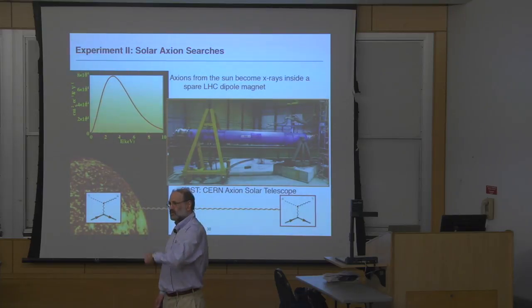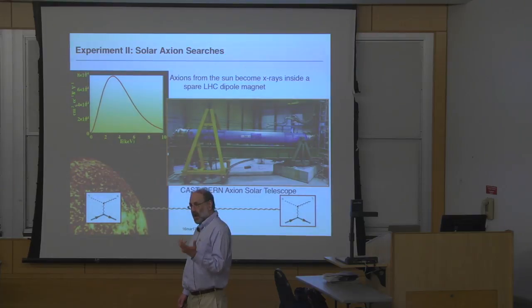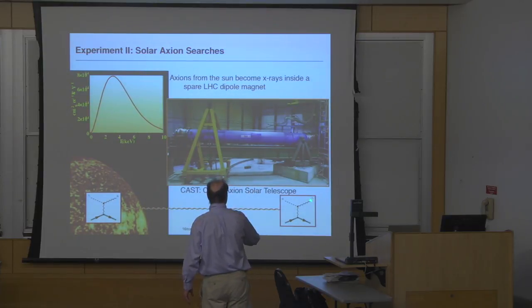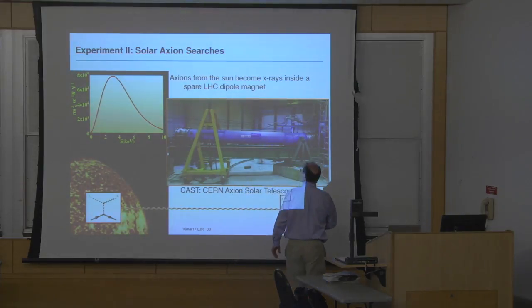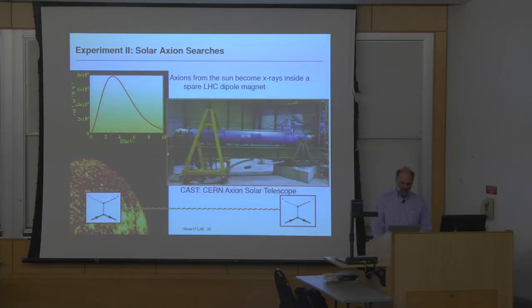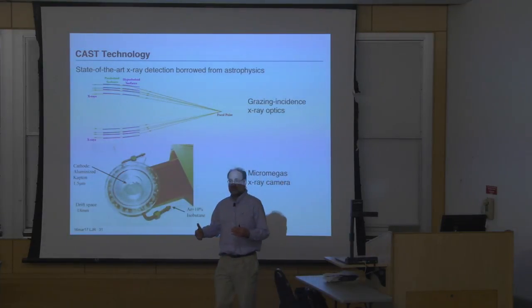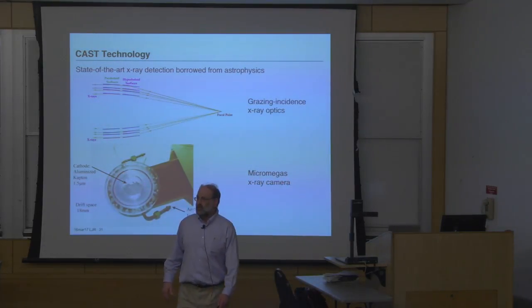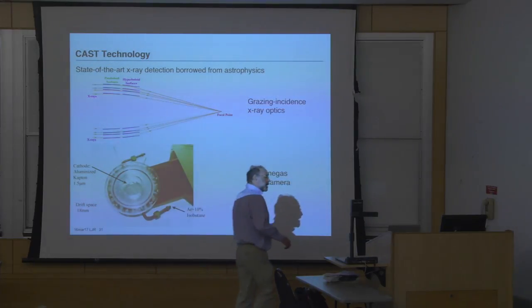You reverse this process, essentially, the axion to photon process. And since the sun is hot, these axions are hot, even though they're low mass, so they're keV-ish. So you're making X-rays here. And this is the first version of this, called the CERN Axion Solar Telescope. It's on a mount, and it looks for axions. And of course, you have to focus the X-rays, so it has state-of-the-art astrophysics X-ray optics, grazing incidence optics. And it has state-of-the-art X-ray sensors at the focal point as well. Kind of an interesting thing.